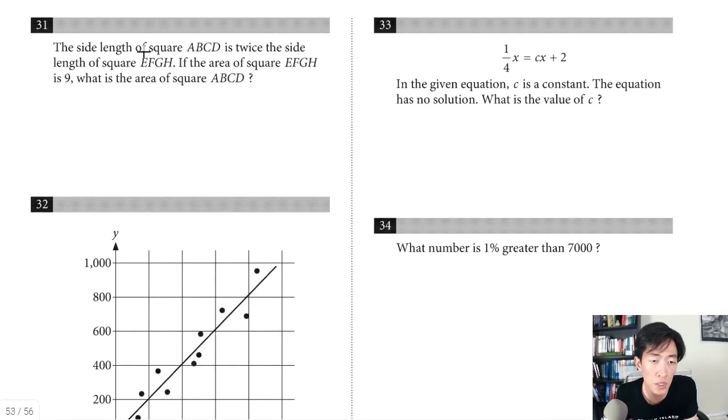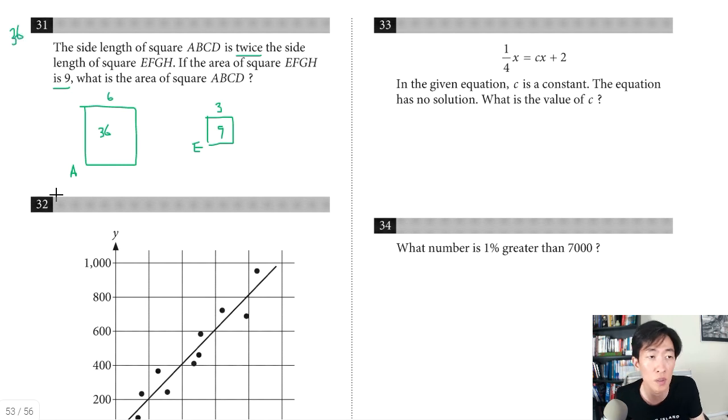Question 31, the side length of square ABCD is twice the side length of square EFGH. If the area of EFGH is 9, what is the area of ABCD? So we can do a very quick diagram. That's ABCD, and that's twice the length of EFGH. It says the area is 9, which means that the sides of this square is 3. And if the length here is twice that, it means this side is 6. So the area of ABCD is 6 squared, or 36.